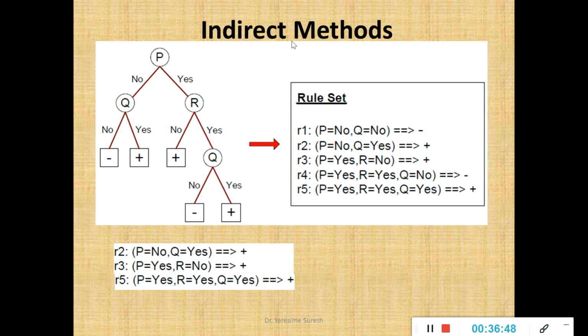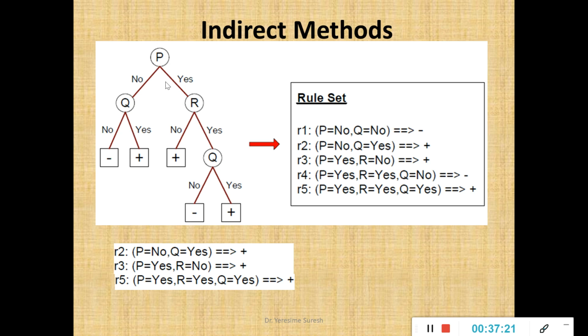The indirect method involves extracting rules from a classification model, and this classification model is nothing but your decision tree. We have already discussed Hunt's algorithm as well as the decision tree induction algorithm, the skeleton of it, how to construct a decision tree. A decision tree is constructed, and now I am supposed to extract rules. A rule can be extracted if I traverse from my root node to a leaf node. This is my root node, this is my leaf node.